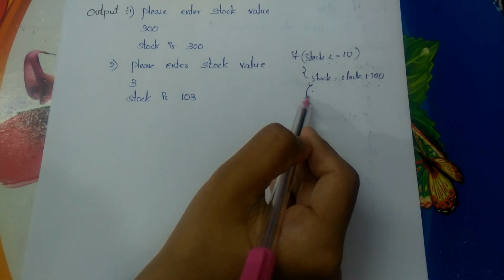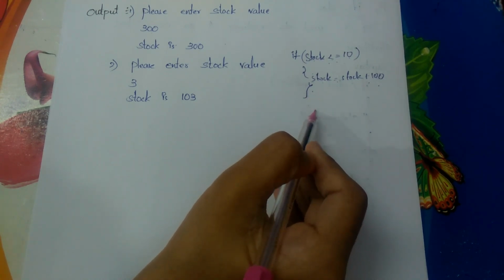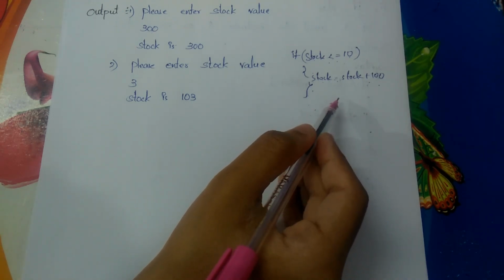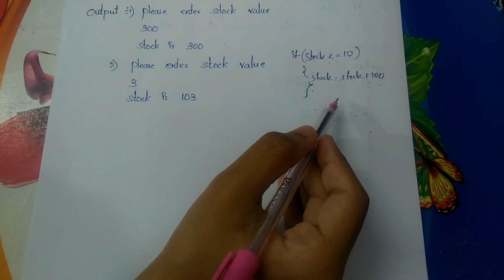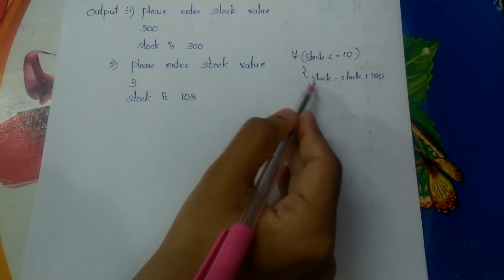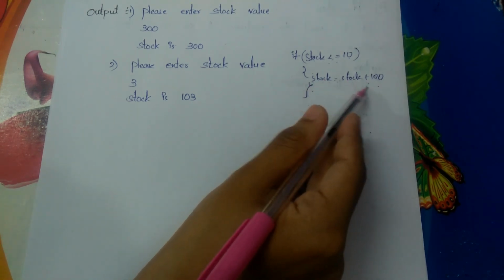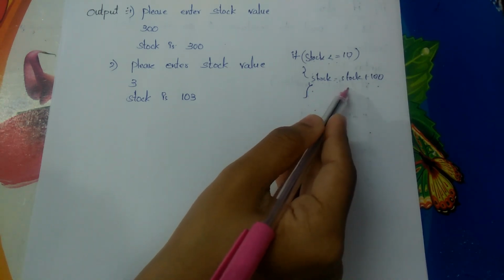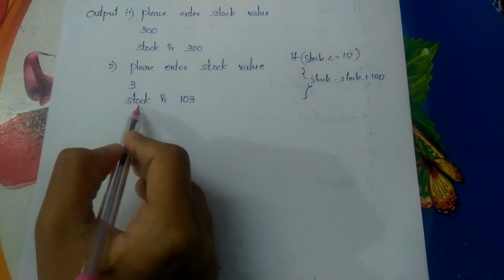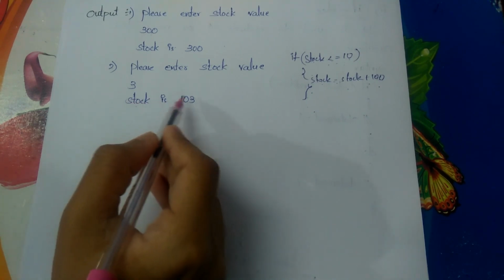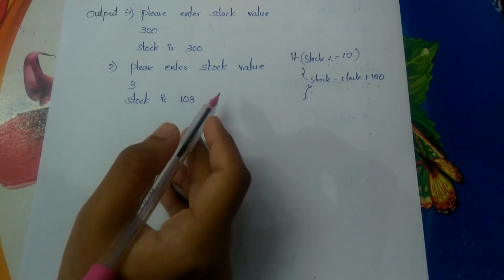Now after the completion of the if block, the next statement will be executed, which is the printf. In the printf, we have "stock is %d", and that %d is for the stock. In stock, the value 103 is already stored. So whenever we print with %d and assign stock to it, 103 will be printed. Finally we get the statement "stock is 103". So this is about the simple if.